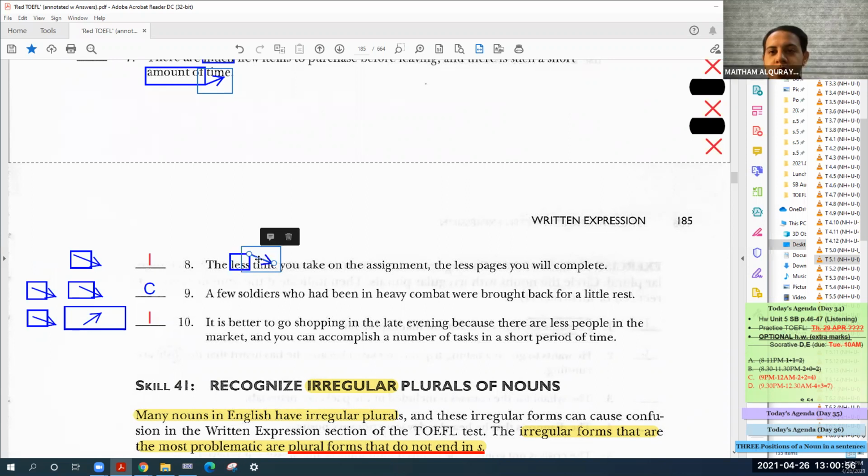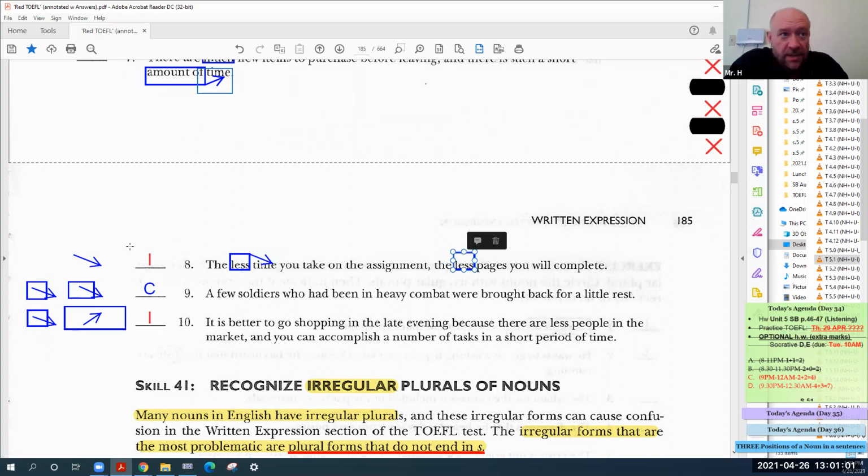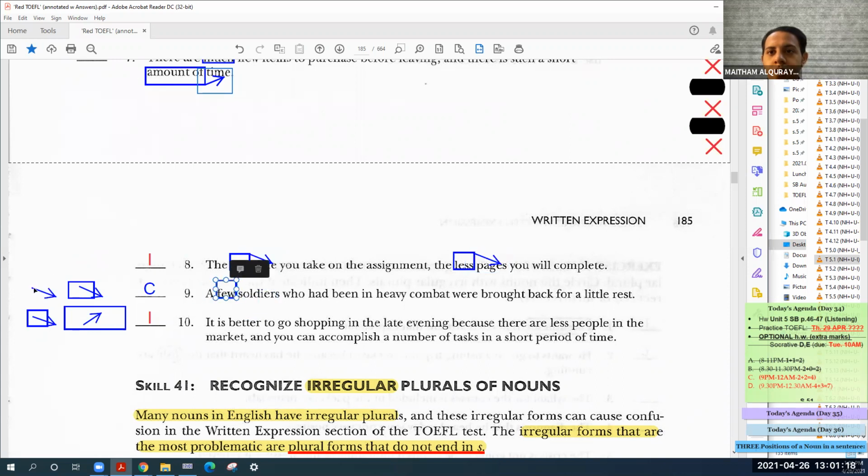Time and pages. Time and then pages. Yeah, good. Are they both incorrect? No, just the second one, I think. Good. Abdul Majid, number 9, keywords. Few. Okay. Yeah. Soldiers, right? Few soldiers. And then where? A little. Rest. Yeah. And rest. Good.